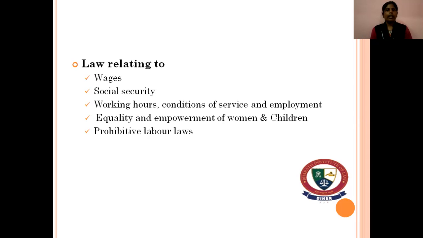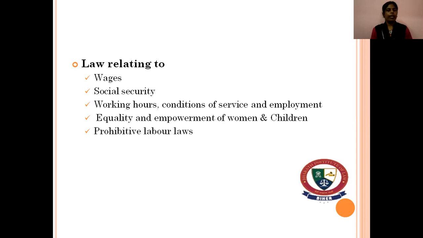And next is equality and empowerment of women and children, which gives welfare measures, benefits, safety-related measures, and certain relaxations to women and children. For children, only certain kinds of work must be given, not the same kind of work given to an adult man. There is also certain relief for women, like maternity relief. So these acts come under this category.